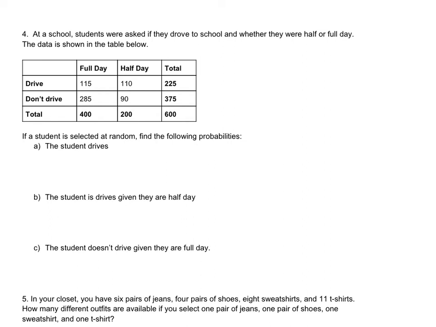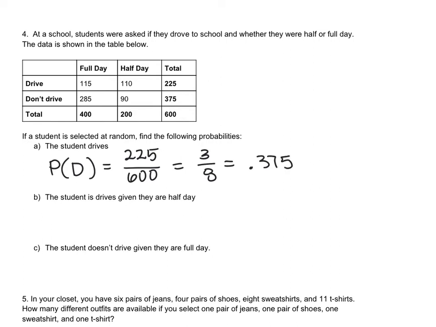We want to find the probability, if a student is selected at random, that they drive. So we go to the total that drive, so probability of driving. So total that drive is 225 over our total number of students, 600. Which 225 over 600 does simplify. It is 3/8, which as a decimal is 0.375.